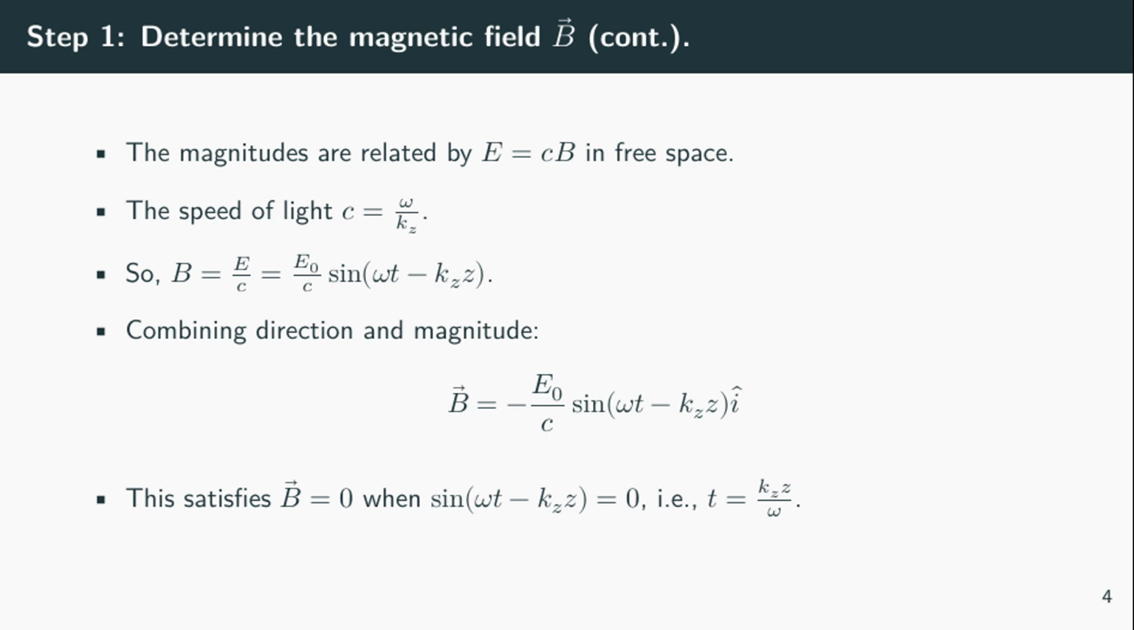Now combining the direction we found, negative i hat, with this magnitude, the magnetic field vector is negative E naught over c times the sine of omega t minus k sub z times z, all in the i hat direction. Let's quickly check the condition given in the problem. B should be 0 when t equals k sub z times z over omega. If you plug that into the sine argument, omega times k sub z z over omega minus k sub z z, which is 0.